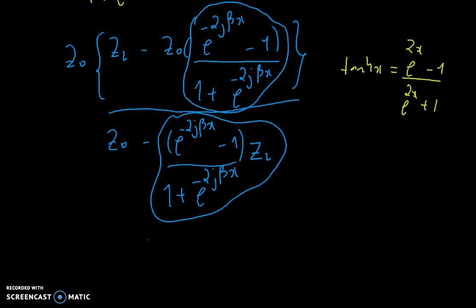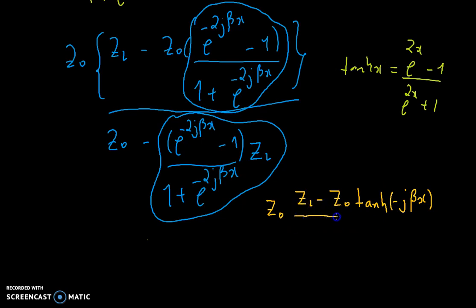So what we need to do here is rewrite this as z naught. So this is z naught times zl minus z naught, and now this will be equal to tanh. And now remember that tanh x requires a 2x here. It's not tanh of 2x, it's tanh x, and the x here will be equal to the minus j beta x. So this will be equal to tanh of minus j times beta times x.